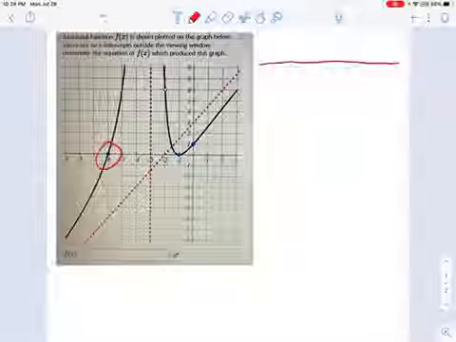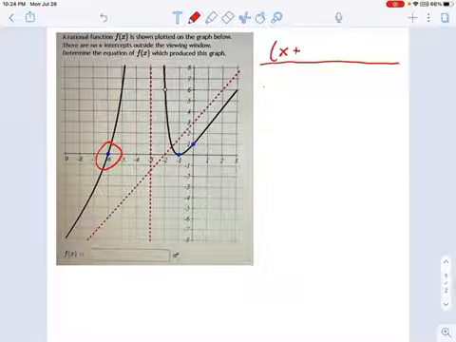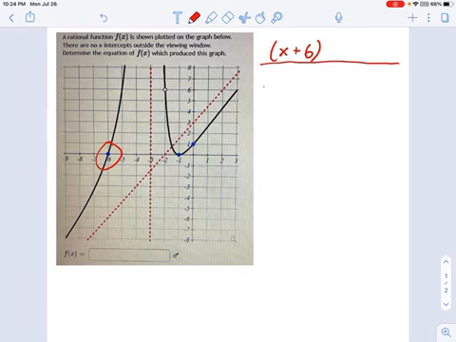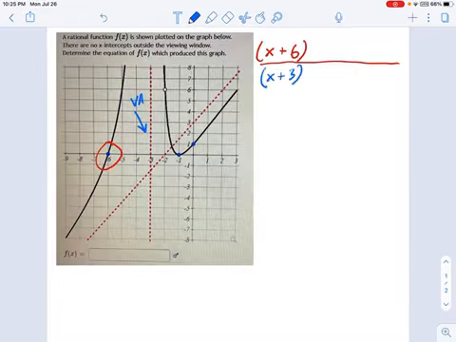So I'm going to start right here at -6. You see that's an x-intercept, so that goes on top as x plus 6. And then I'm going to move that over because I think there's going to be a lot going on here. Let's see. Next thing I'm going to look for. Oh, there's a vertical asymptote right here. Okay, vertical asymptotes are on the bottom of the function. So that's x plus 3.